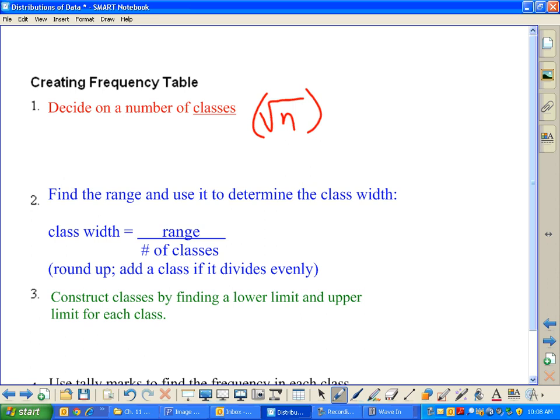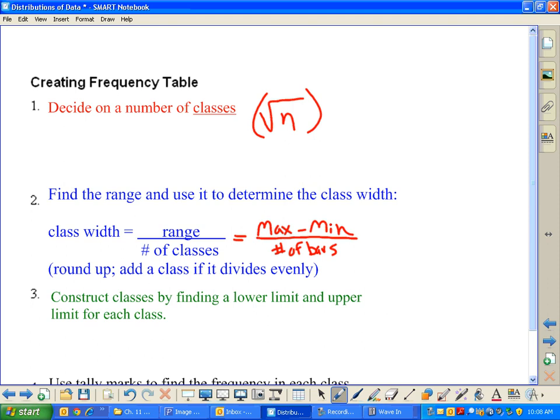Okay, now you have to decide on the interval width for each of those classes. And to do so, we find something called the class width or interval width. Honestly, you just take the range, and remember that's the same thing as your max minus your min, and then you divide that by your number of classes, aka your number of bars, your number of intervals.